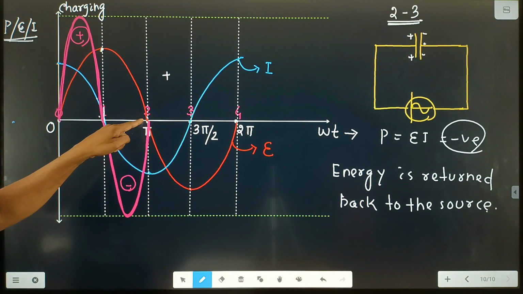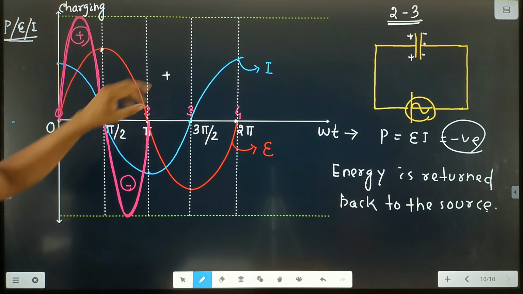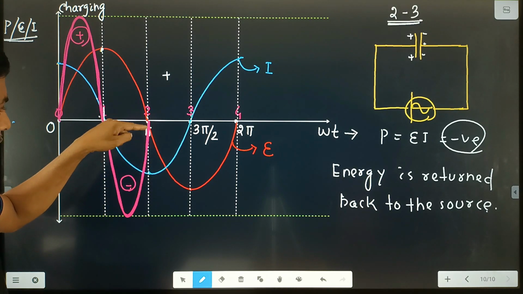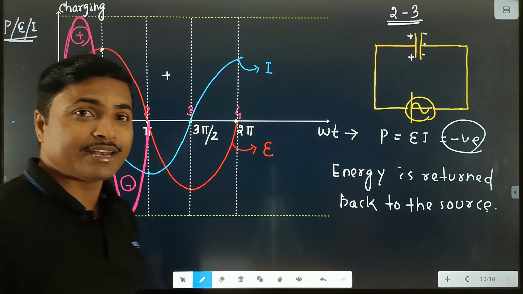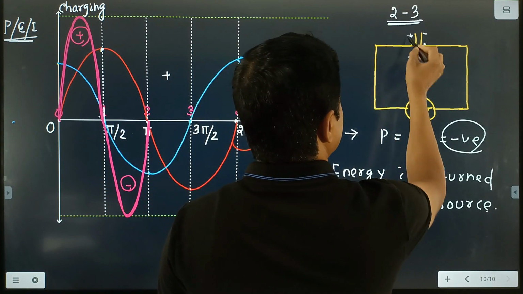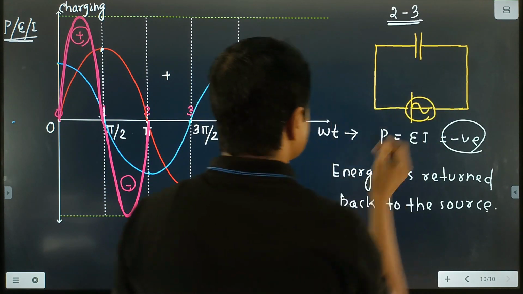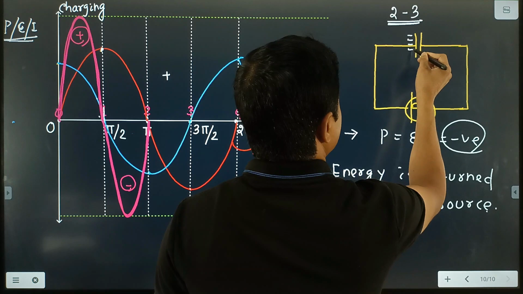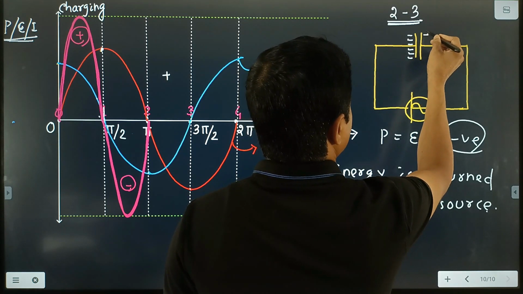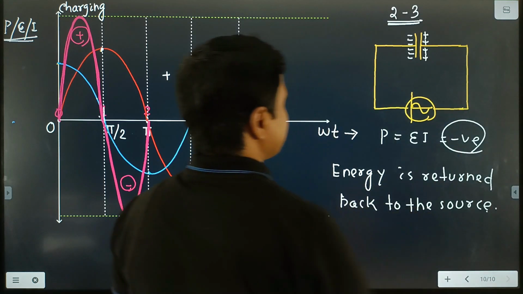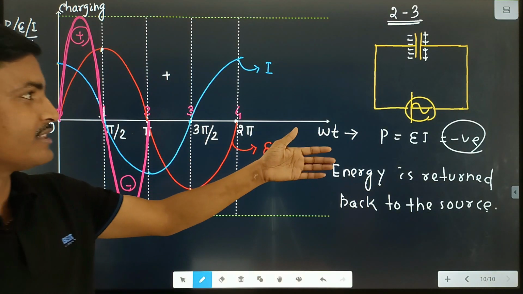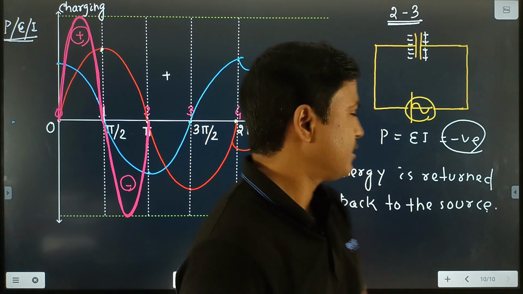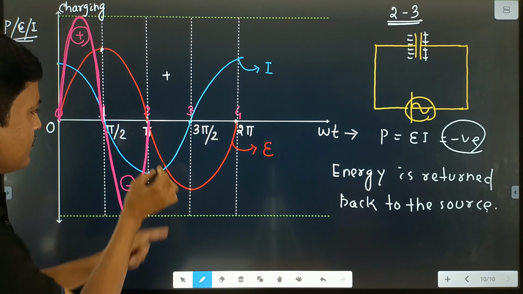Between point 2 and 3, now voltage is on the negative side. That means a negative voltage is applied. If a negative voltage is applied, the first plate of the capacitor is now negatively charged, and the second plate is now positively charged. Clear? Between point 2 and 3, once again the capacitor is charging.